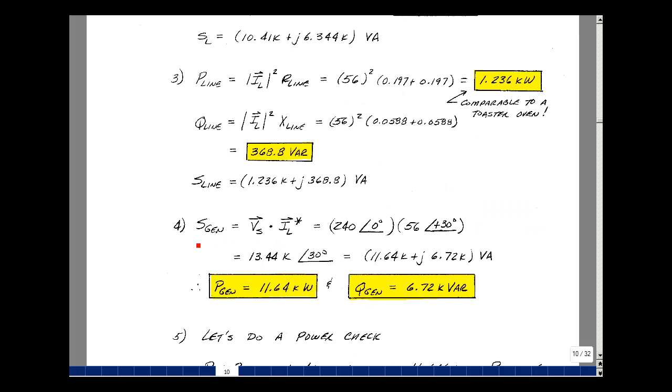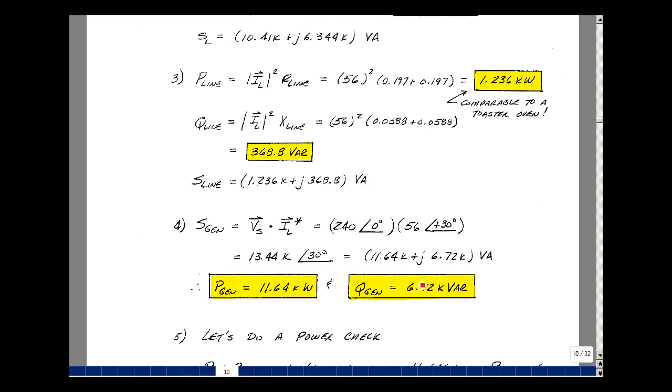Let's calculate the complex power that's generated. That's going to be the voltage of the generator and the current coming out of it conjugate, which is also the current in the load. So we're going to change the angle here from minus 30 to plus 30. So multiplying those two, I get 13.4 K. And the angle is to be 30 degrees, and putting that in rectangular form, I get 11.64 K + j6.72 K. The units here are volt amperes. So my real part is 11.64 kilowatts, and my imaginary part is 6.72 kilovars.